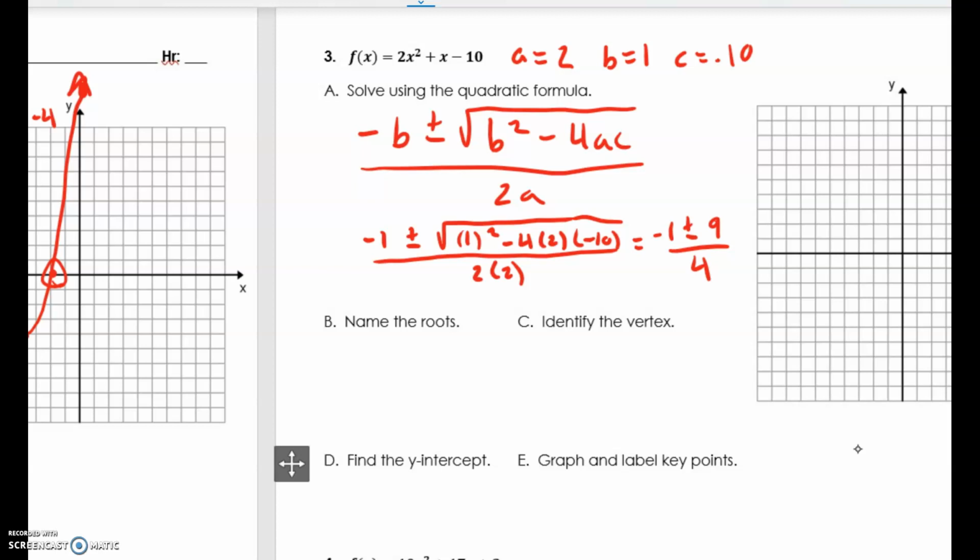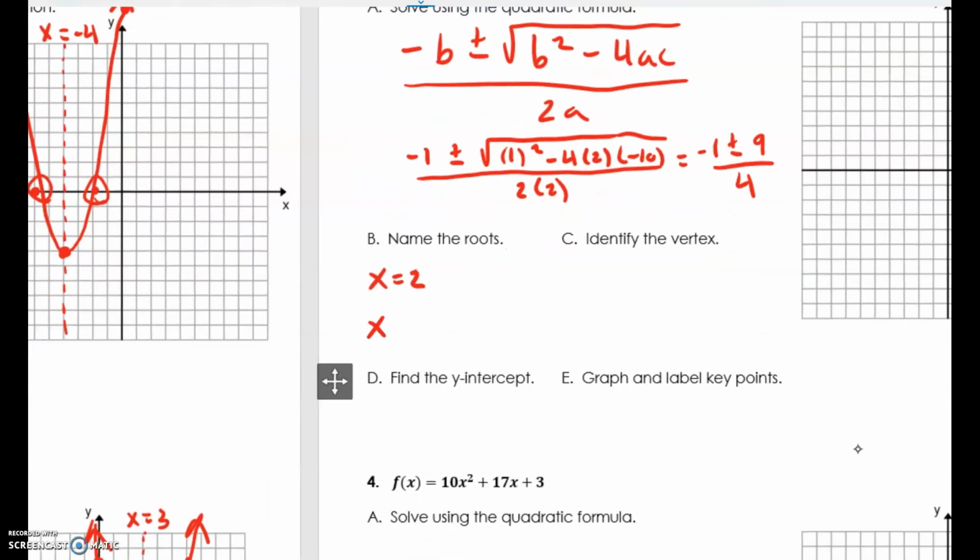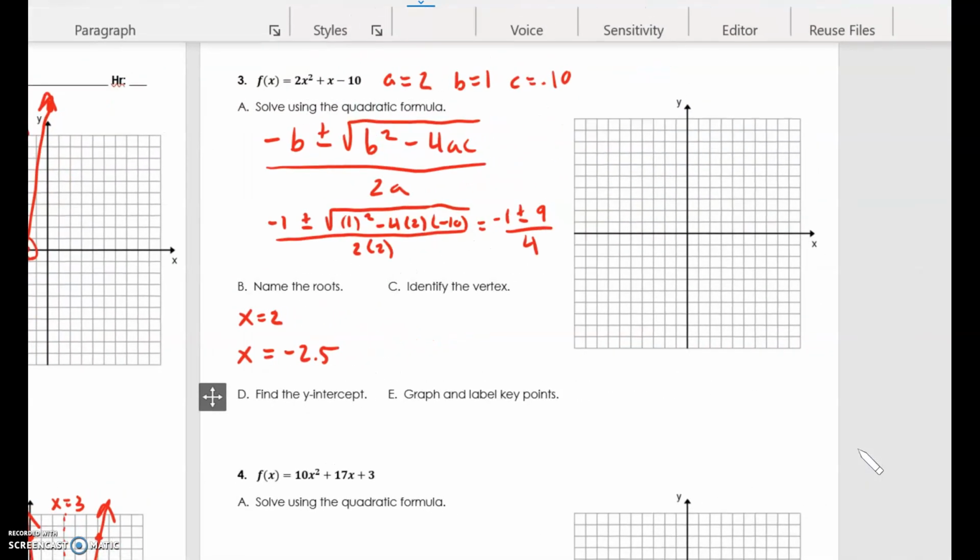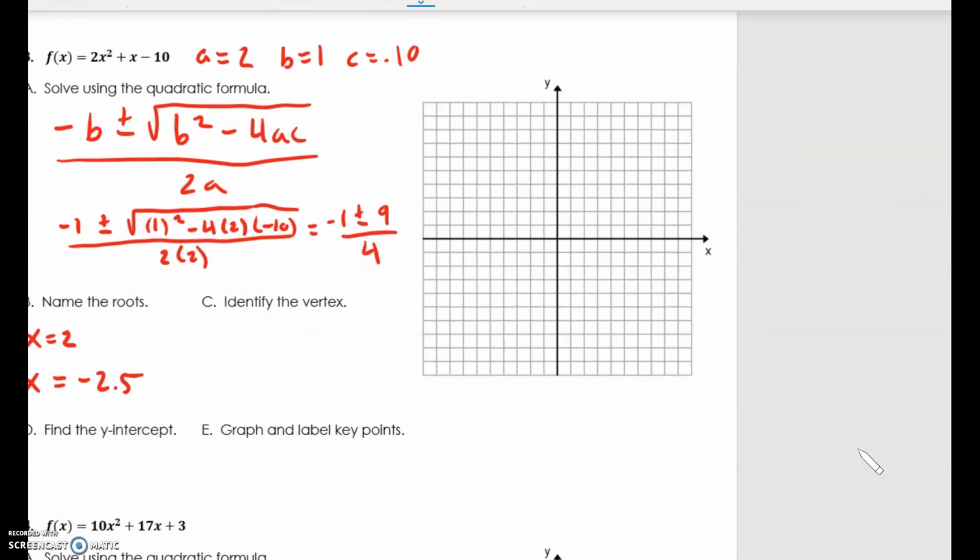And now I'm going to come up with my two answers. Negative 1 plus 9, that's 8. 8 divided by 4 is 2. So one of my roots is x equals 2. Okay, and then my other root, negative 1 minus 9, that's negative 10. Negative 10 divided by 4 is negative 2.5. So x equals negative 2.5. Okay, so now I can go plot those points. Those are my roots. So I'm going to plot a point at 2 and negative 2.5, so roughly right in that area.